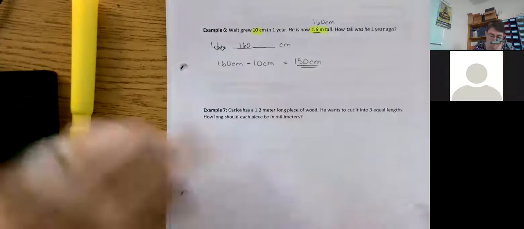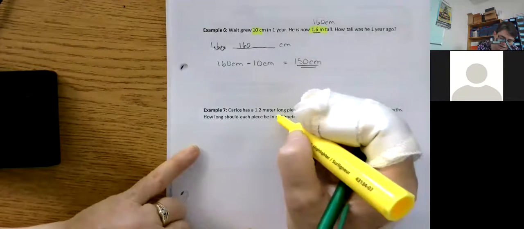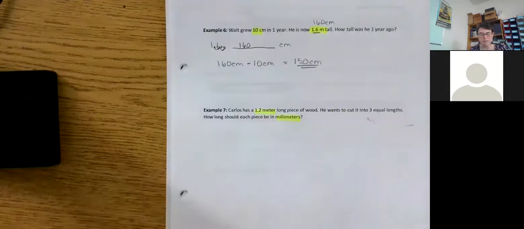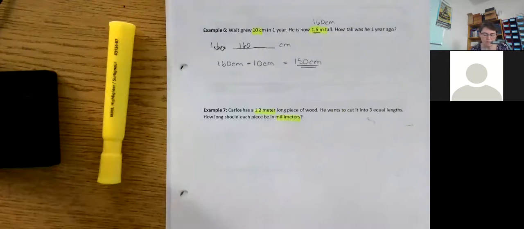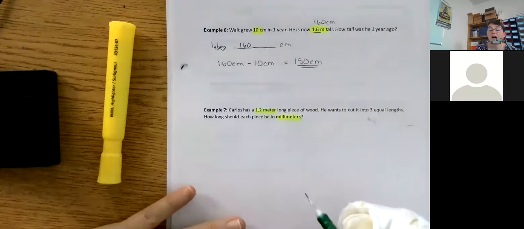All right, next one. Carlos has a wood that is 1.2 meters long. He wants to cut it into 3 equal lengths. How long should each piece be in millimeters? Okay, here we go. We got meters and millimeters. So I'm going to start by converting this into millimeters. That's my first step all the time.